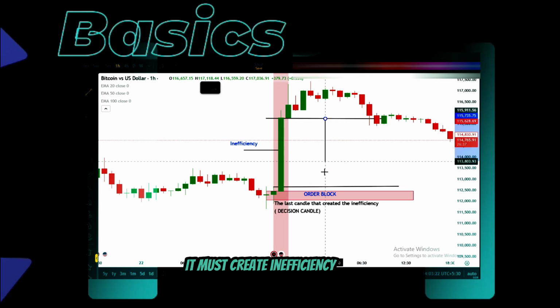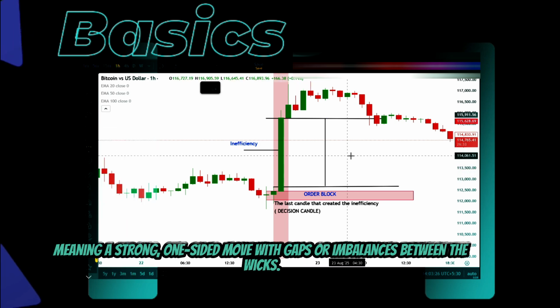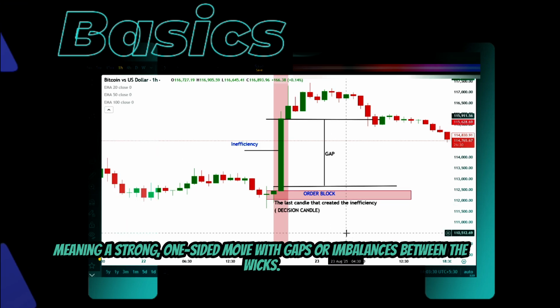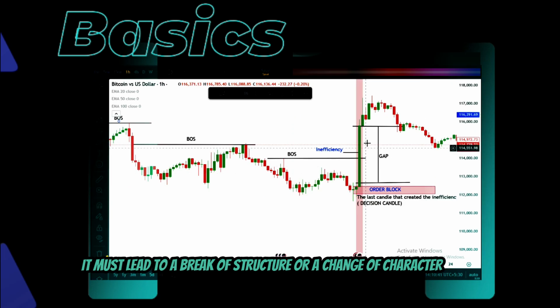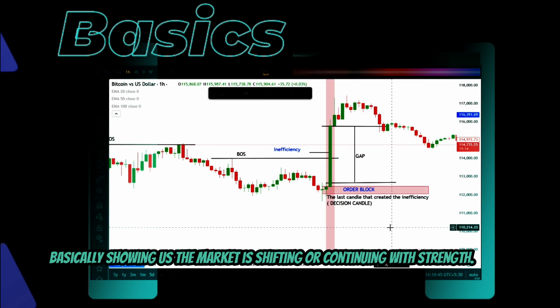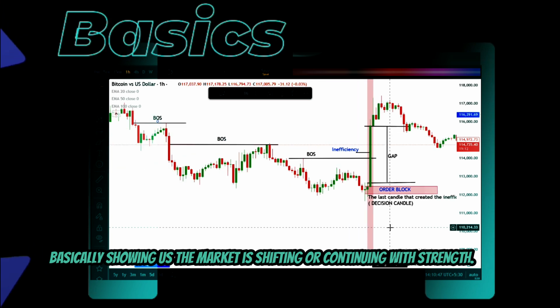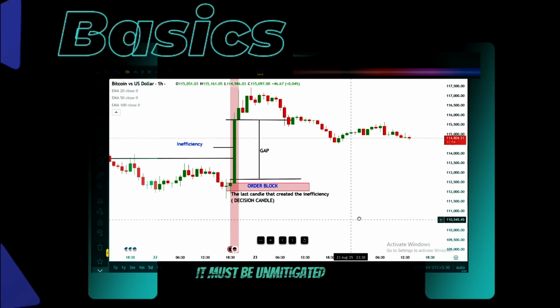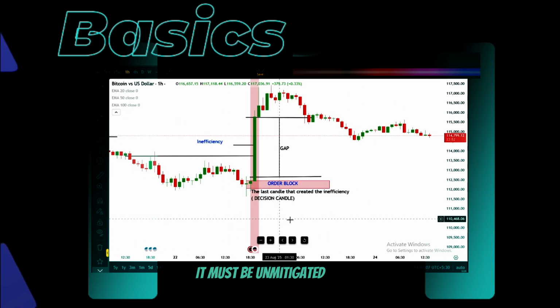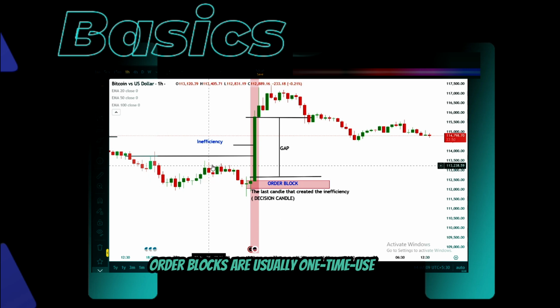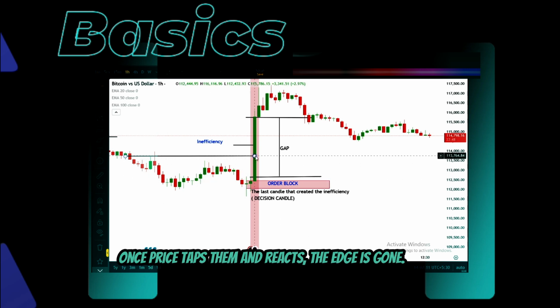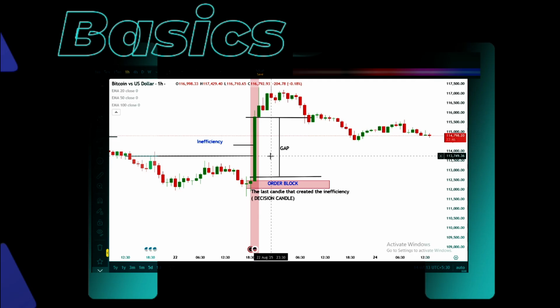It must create inefficiency, meaning a strong one-sided move with gaps or imbalances between the wicks. It must lead to a break of structure or a change of character, basically showing us the market is shifting or continuing with strength. It must be unmitigated. Order blocks are usually one-time use. Once price taps them and reacts, the edge is gone.